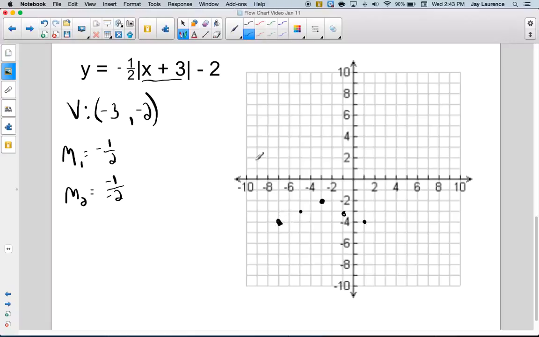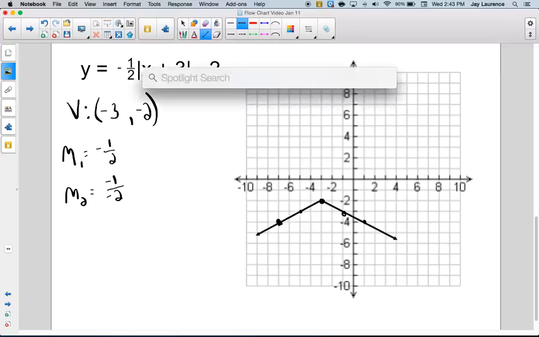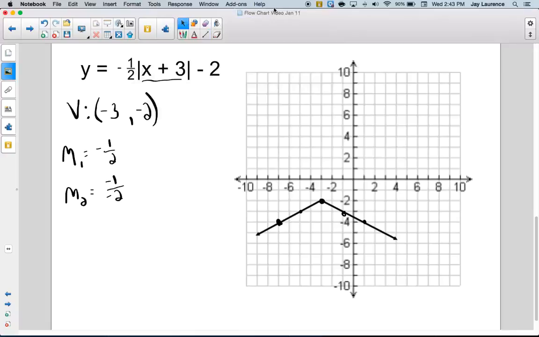Okay, pretty simple. So now, let's get my rise and run going here. And there you go. So Paige, hopefully that helps you out. And again, come on in after school and I'll spend a little more time and I'll help you discover what we're actually talking about.